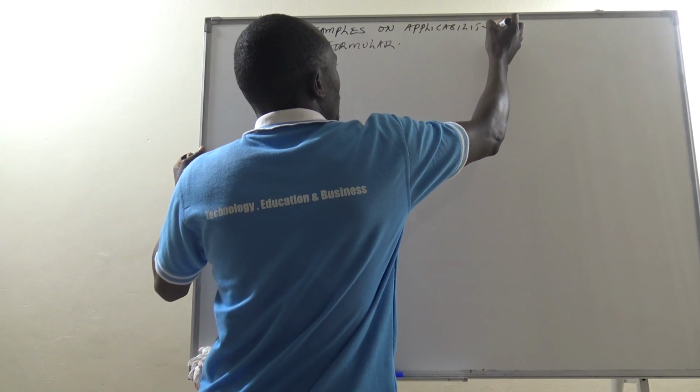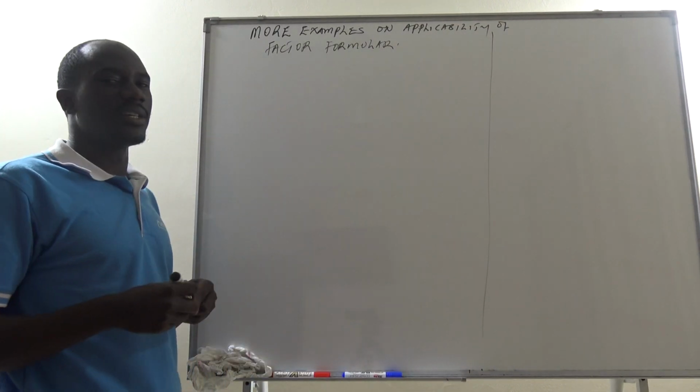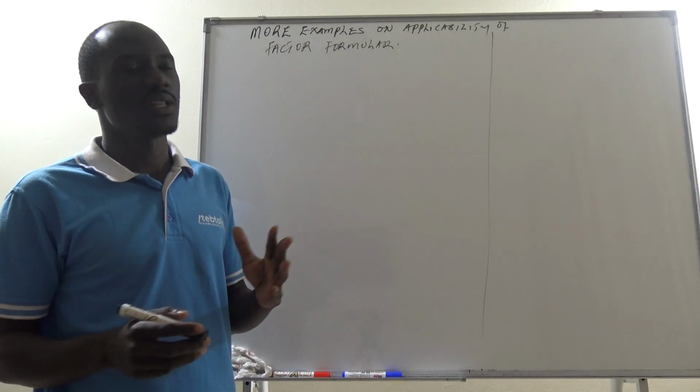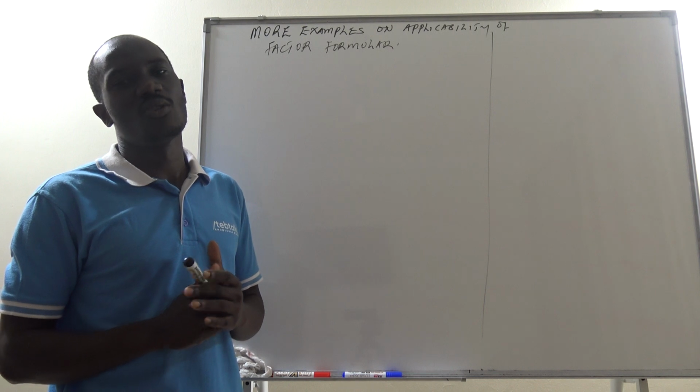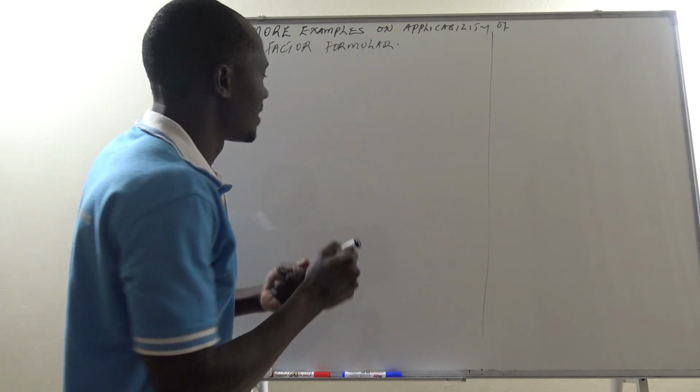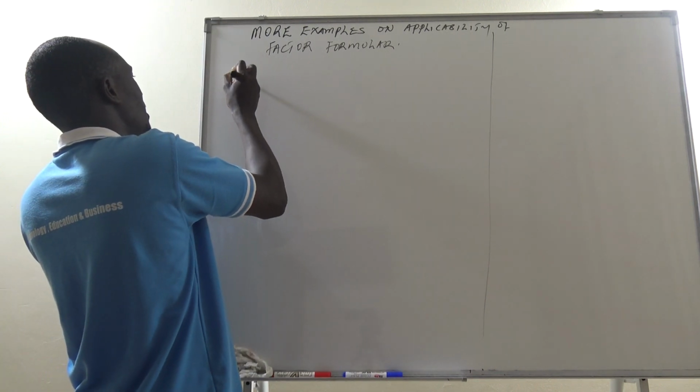In the previous video, we looked at how to solve equations where we could apply the factor formula. Now today we want to look at a scenario of proving identities. You can start with example 1.